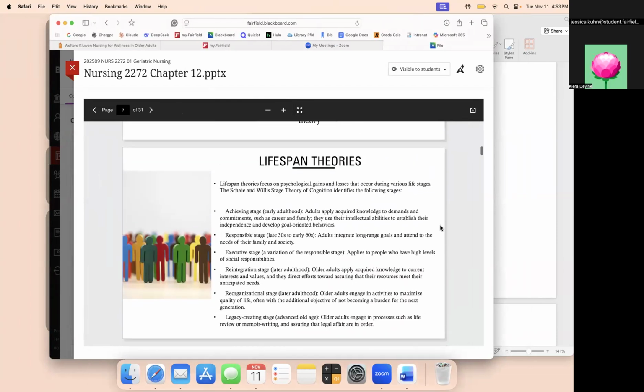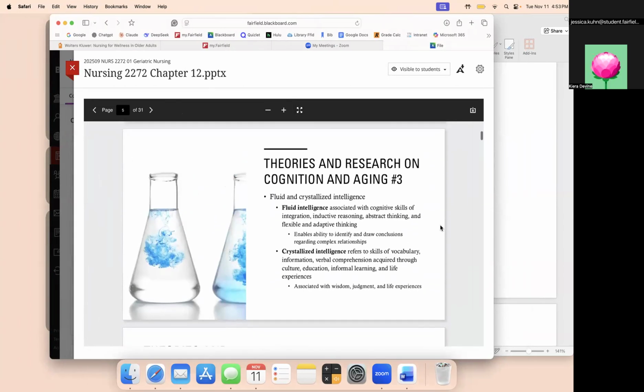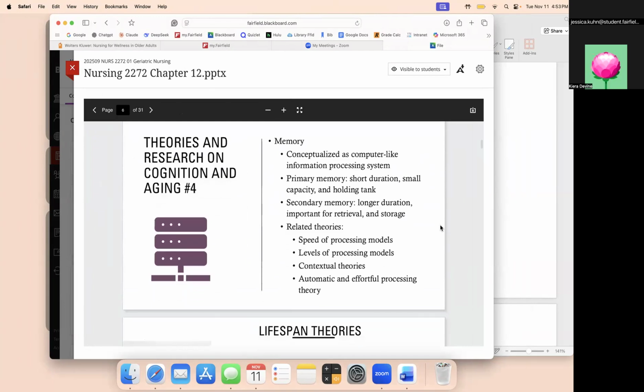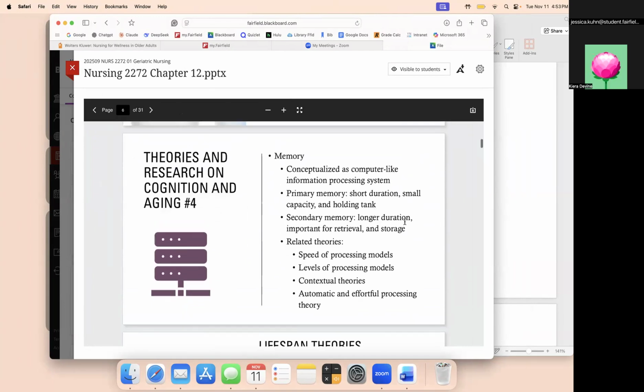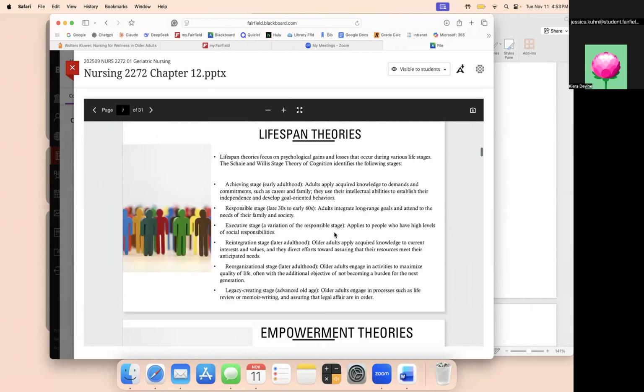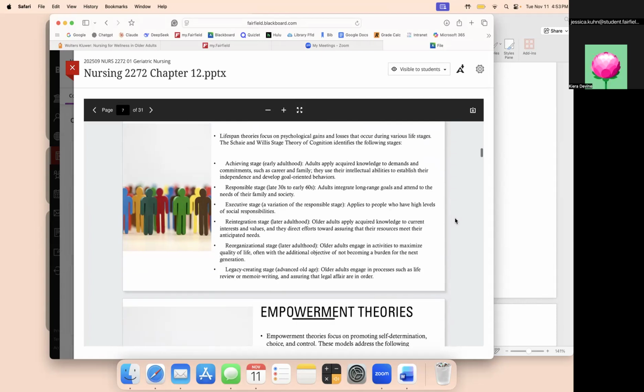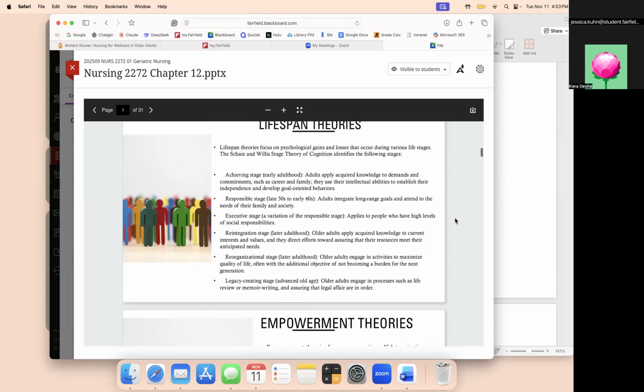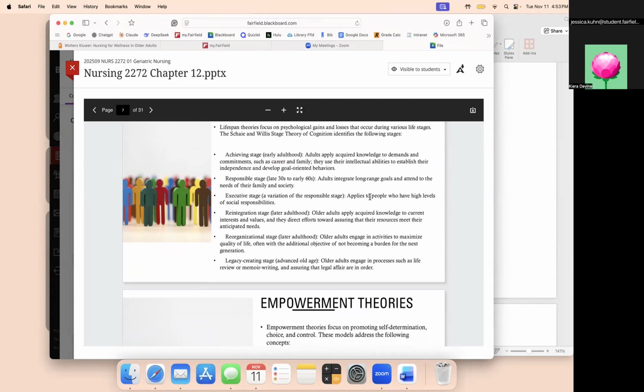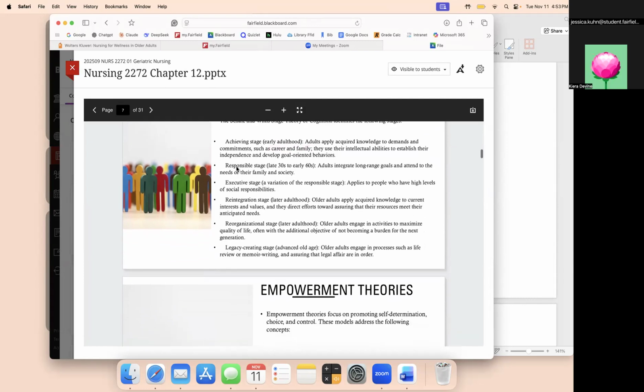Okay. So we kind of went through these top four aging theories and the memory stuff here, lifespan theories. I don't know how much she weighed in on this while you guys were in class, but the achieving stage is within early adulthood. Adults apply acquired knowledge and demands and commitments such as career and family.